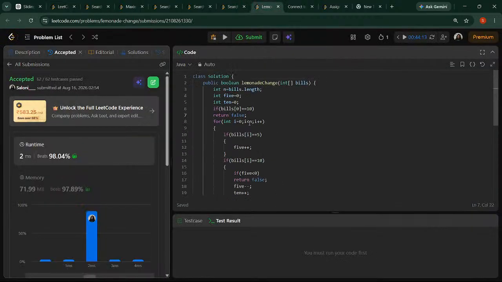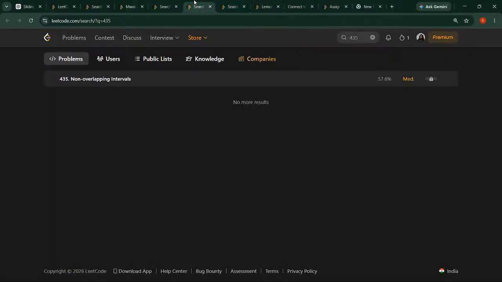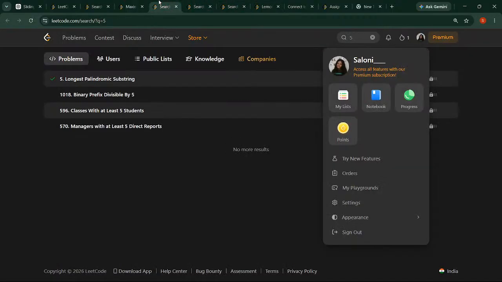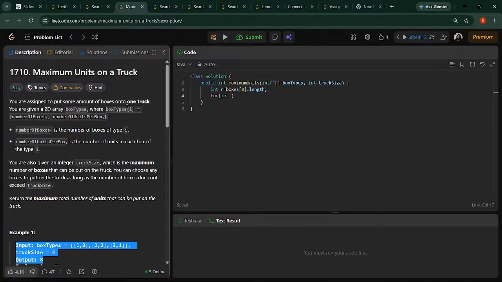The question I was trying to do is maximum units on a truck, right? Okay, what do we have to do?